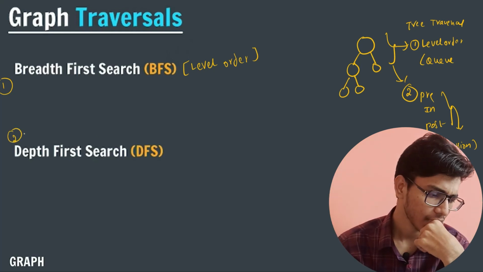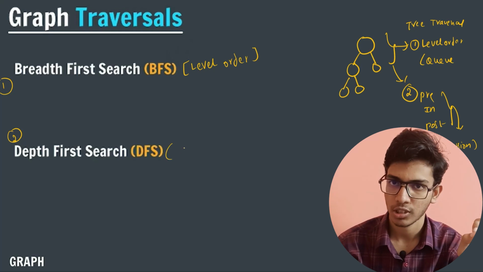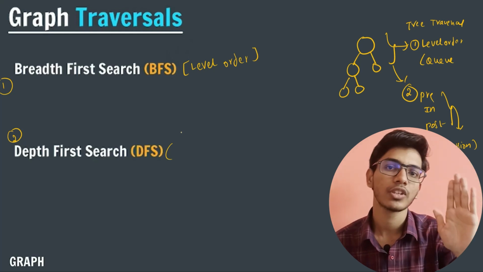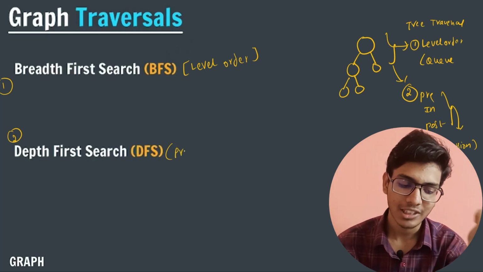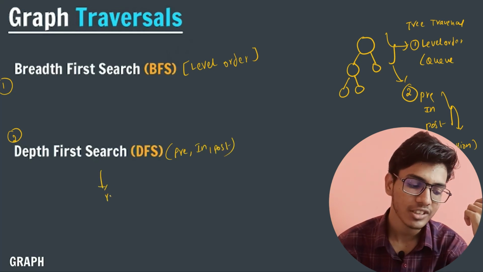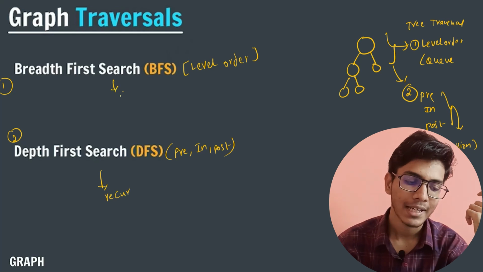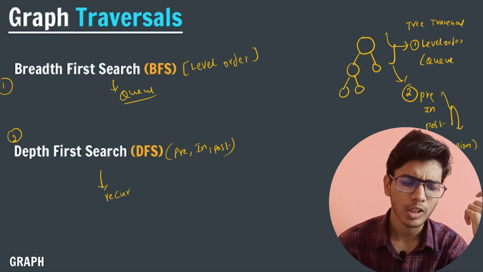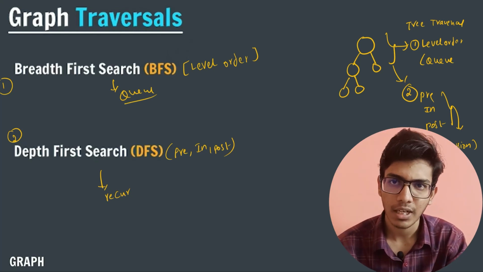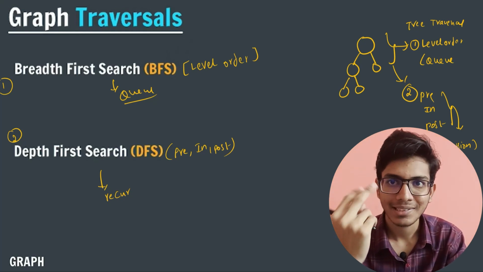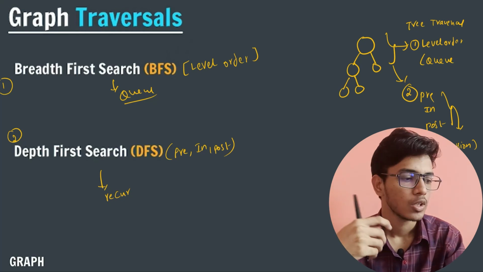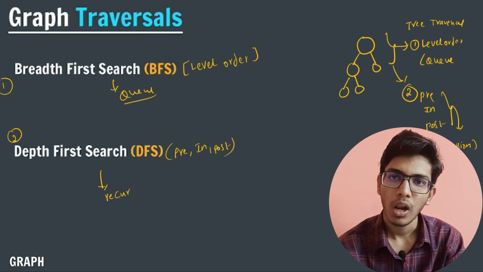The second type of algorithm we use is depth first search, and as the name says, it goes into the depth of the graph. This algorithm is very similar to the pre-order, in-order, and post-order algorithms, and in this also we use recursion, and in this we use a queue. I will talk in depth about how these algorithms work, and I will tell you the overall working and the pseudocode, but for now you need to understand that these are the 2 general algorithms which we use to traverse the whole given graph.